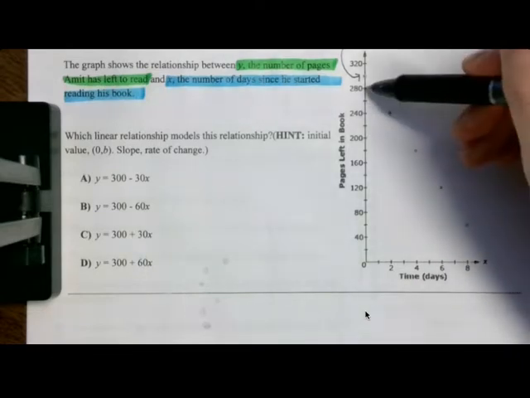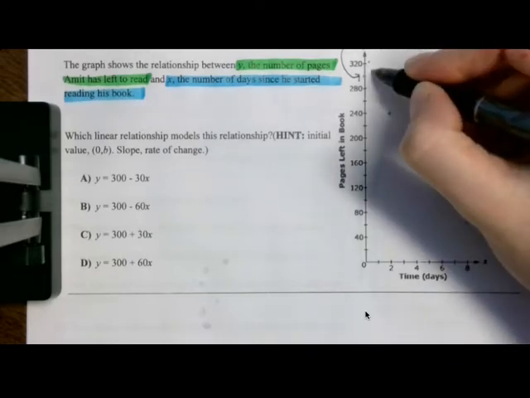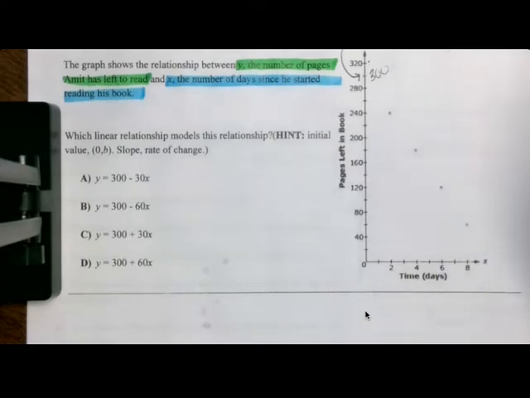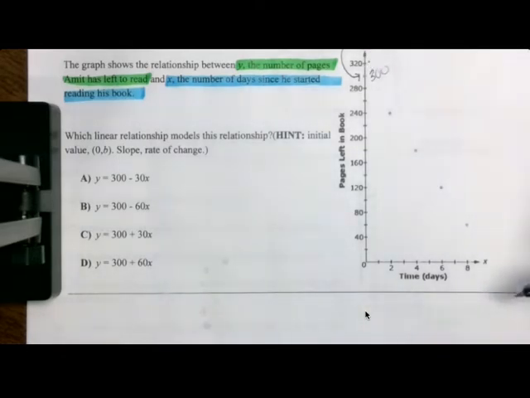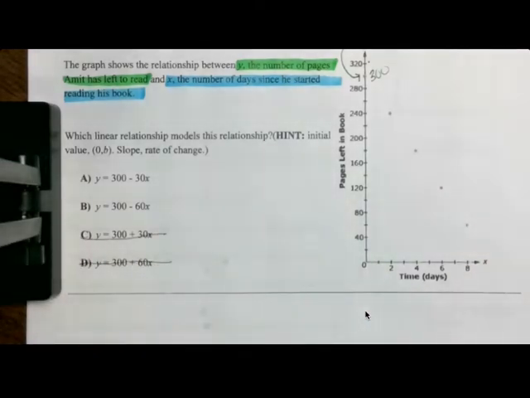Well, it's halfway between 280 and 320. What's it going by? Good, it's 300. Sadly, that doesn't help us. But something that does help us: what kind of slope is this? Negative, which means both C and D are out because those are positive slopes.